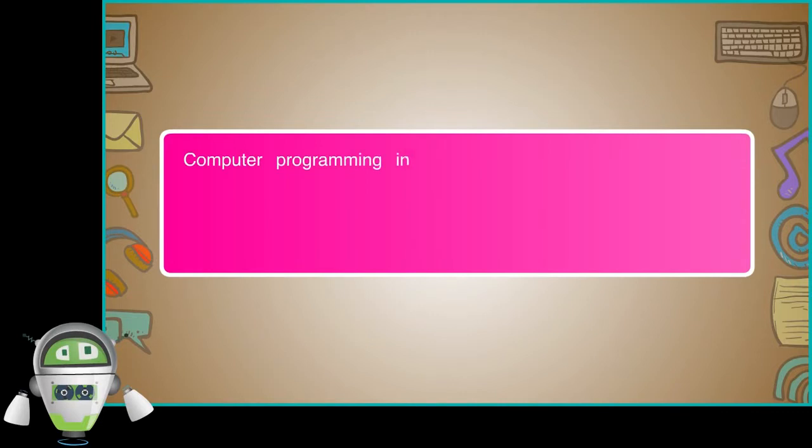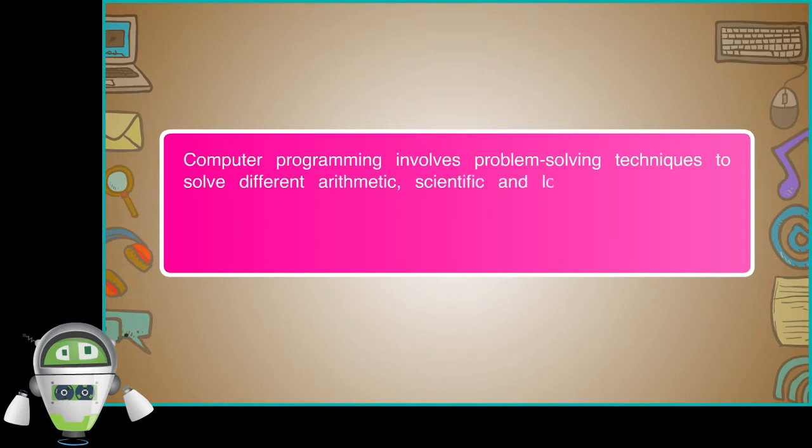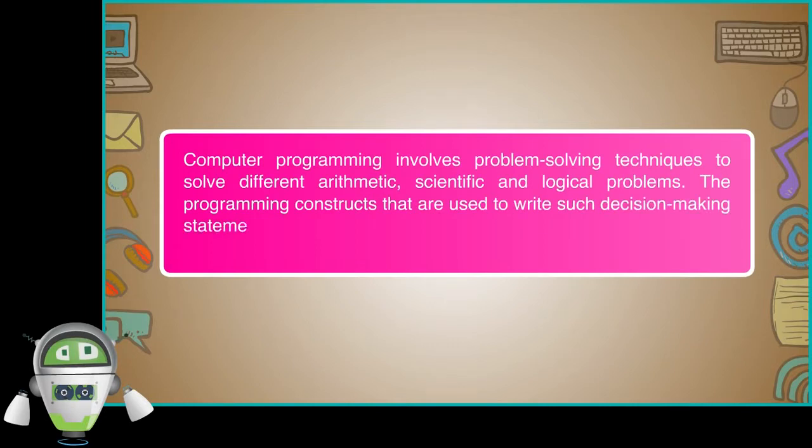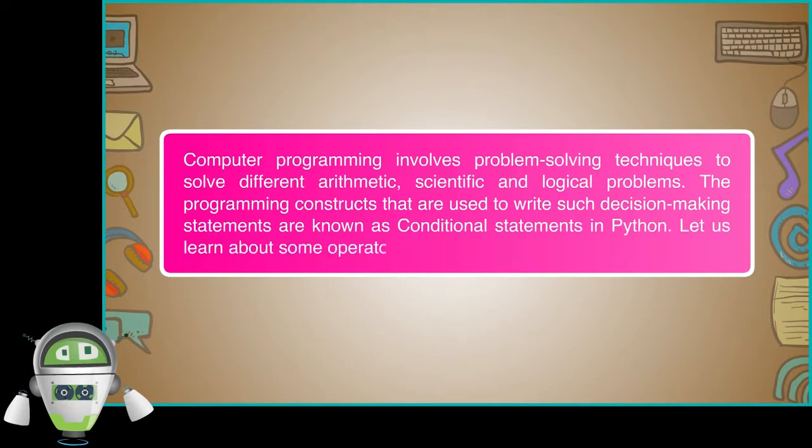Computer programming involves problem-solving techniques to solve different arithmetic, scientific, and logical problems. The programming constructs that are used to write such decision-making statements are known as conditional statements in Python. Let us learn about some operators used in the conditional statements.